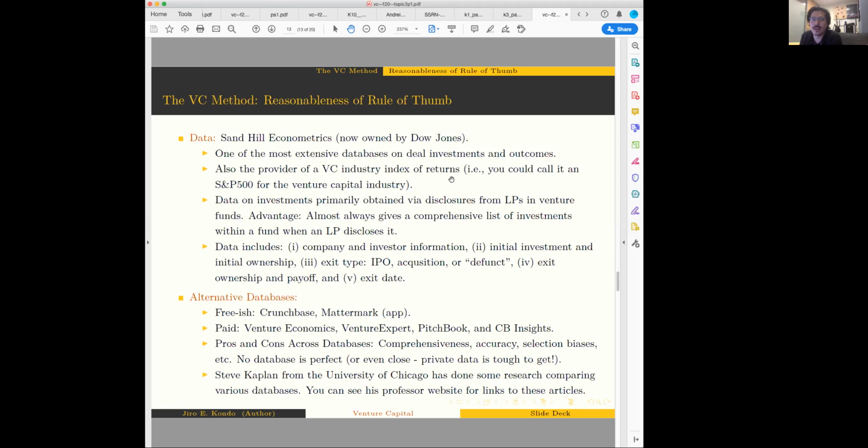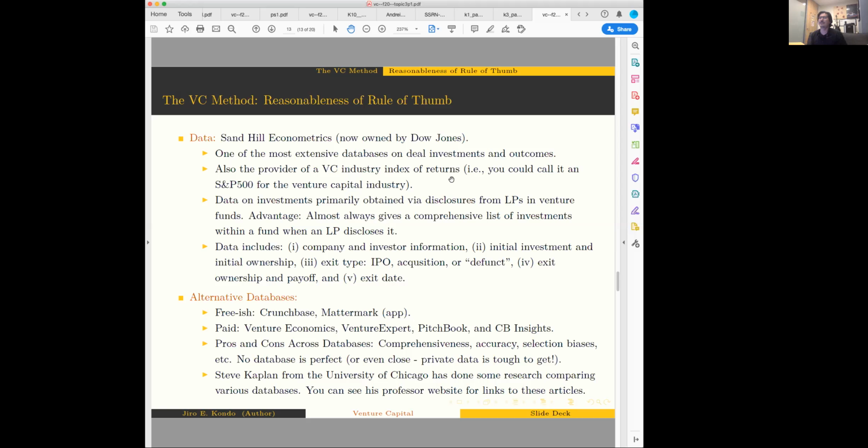That was a data company that was based in the Bay Area. They are now owned by Dow Jones. It is one of the most extensive databases on deal investments and outcomes, full stop, in the marketplace. They also do other stuff. They're also the provider of a VC industry index of returns. I'll talk a little bit about that maybe later.